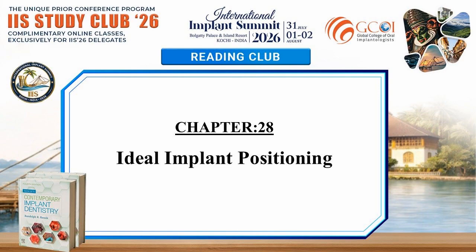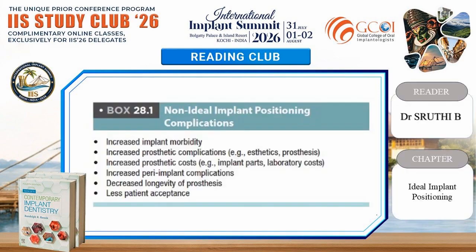Moving on to chapter 28, Ideal Implant Positioning. Box 28.1 shows non-ideal implant positioning complications: increased implant mobility, increased prosthetic complications, for example aesthetics, prosthesis, increased prosthetic cost, for example implant parts, laboratory costs, increased peri-implant complications, decreased longevity of prosthesis, less patient acceptance.